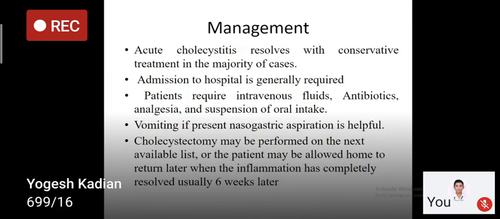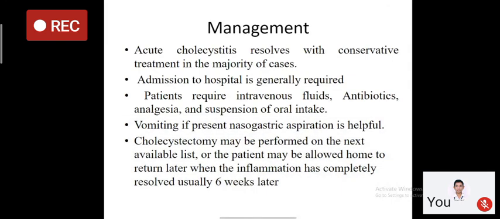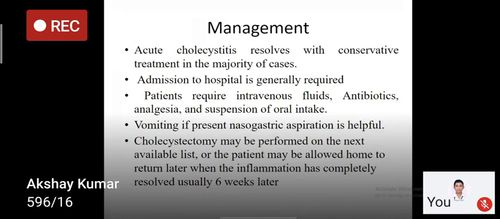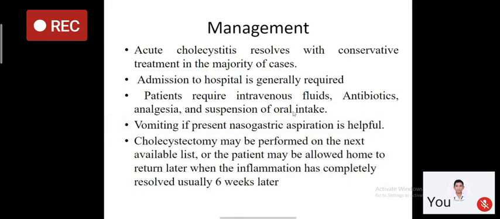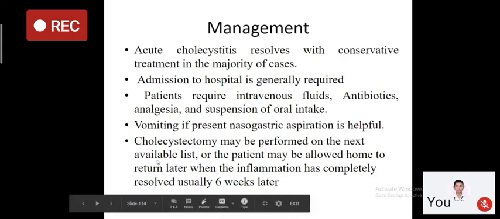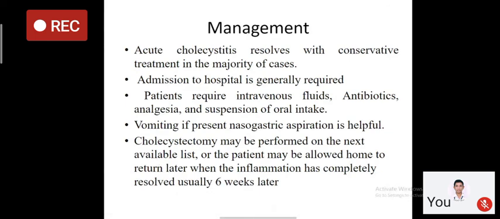So what is the management of acute cholecystitis? You can manage the patient conservatively. The majority of patients can be managed conservatively, but admission to hospital is generally required, and the patient will require IV fluids, antibiotics, analgesia, and suspension of oral intake. So you have to keep the patient nil per oral. If vomiting is there, you have to put in a nasogastric tube, Ryle's tube. And cholecystectomy can be performed on the next available list, meaning you can do cholecystectomy within 72 hours of the start of symptoms.